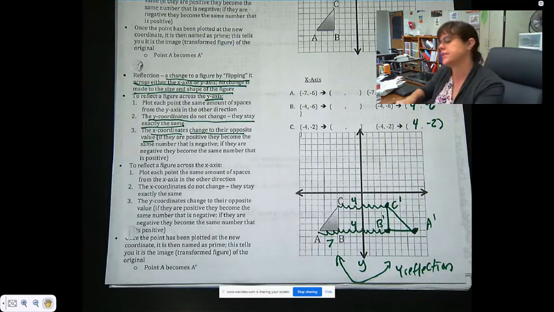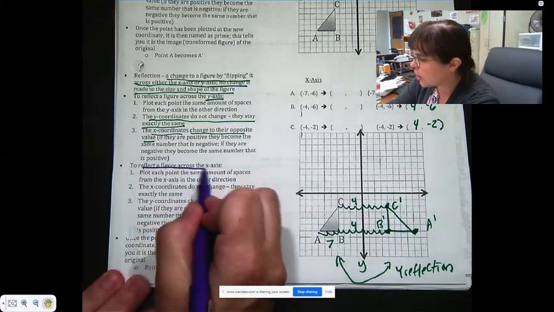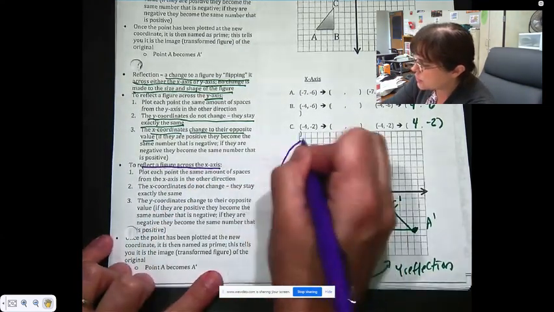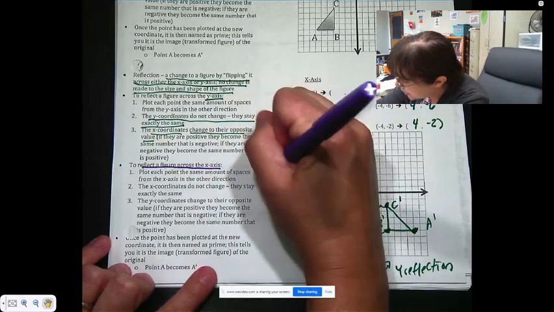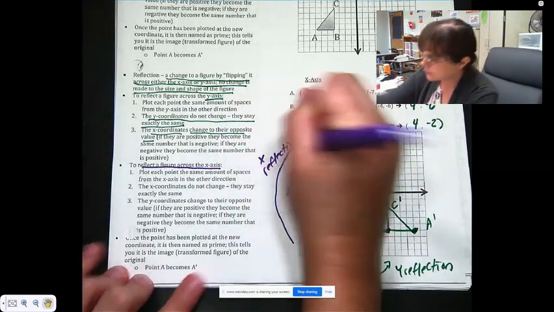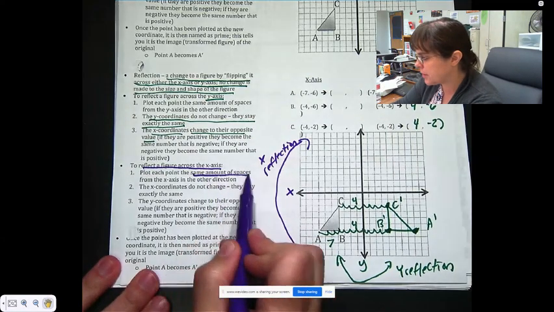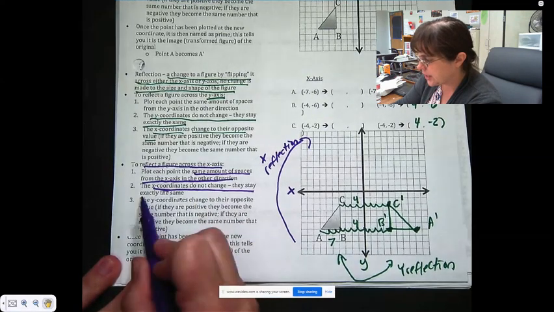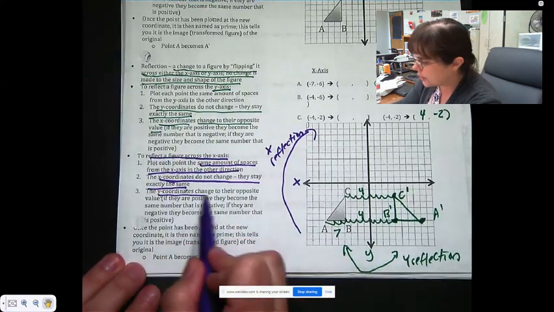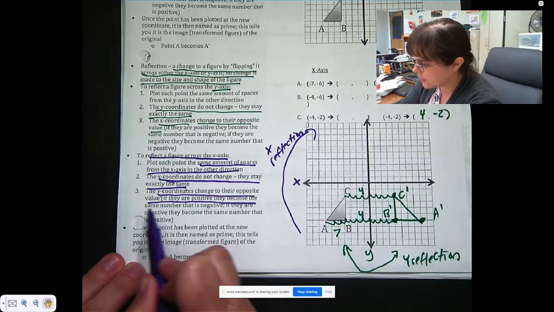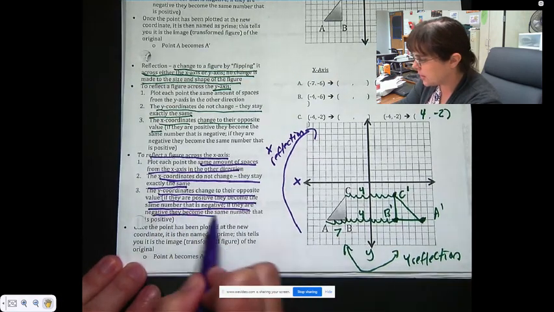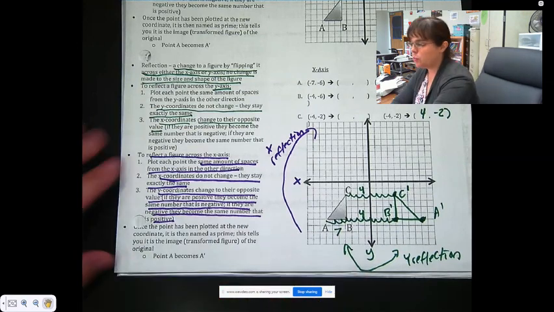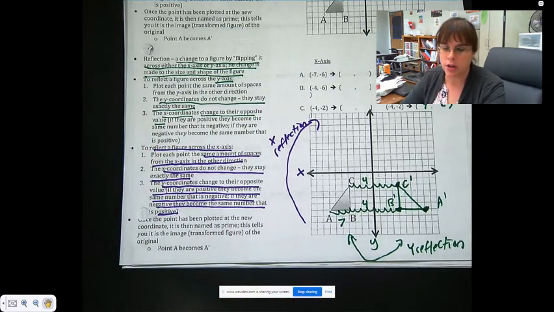All right, let's look at x-axis. It says to reflect a figure across your x. And I actually want you to draw your arrow up and show that this is an x reflection. Plot each point the same amount of spaces from the x-axis in the other direction. The x-coordinates do not change. They stay exactly the same. The y-coordinates change to their opposite value. If they're positive, they become the same number that's negative. If they're negative, they become the same number that's positive. And then once the point has been plotted as a new coordinate, it is then named as prime. This tells you it is the image of the original. So A becomes A prime.